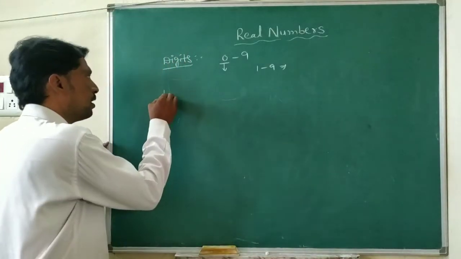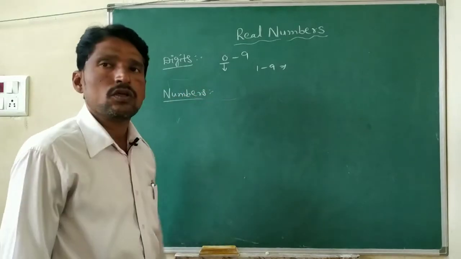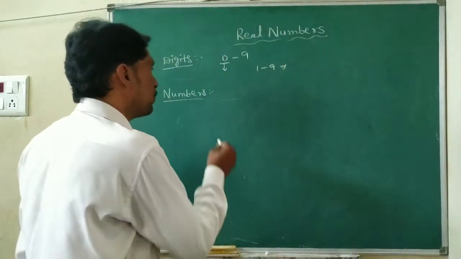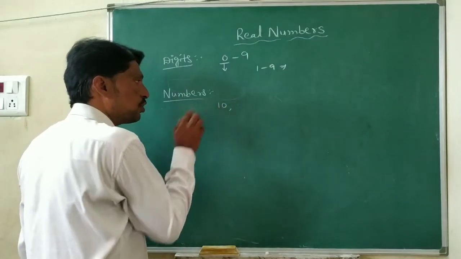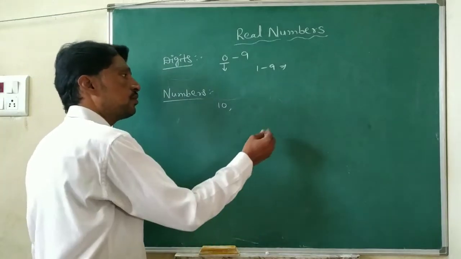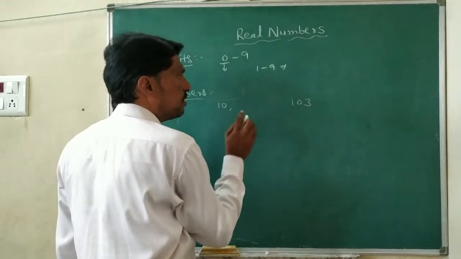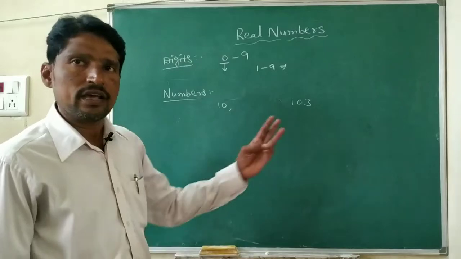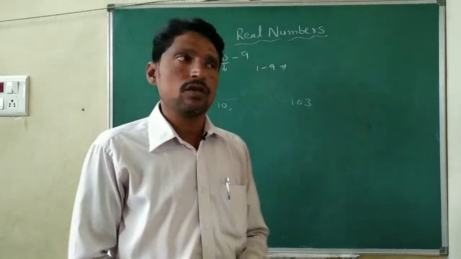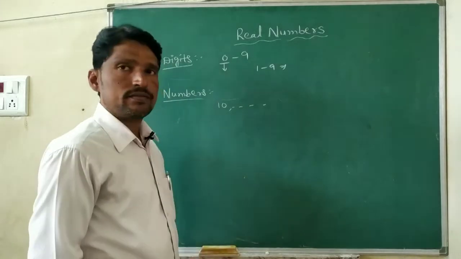Next one is numbers. What are numbers? 2 or more than 2 digits are called numbers. For example, if you take 10, in this 0 is one digit, 1 is one more digit. Here we have 2 digits. If you take 301, here 3 is one digit, 0 is one digit and 1 is one more digit. Here it is a 3-digit number. So 2 or more than 2 digits are called numbers, so 10 and so on are called numbers.